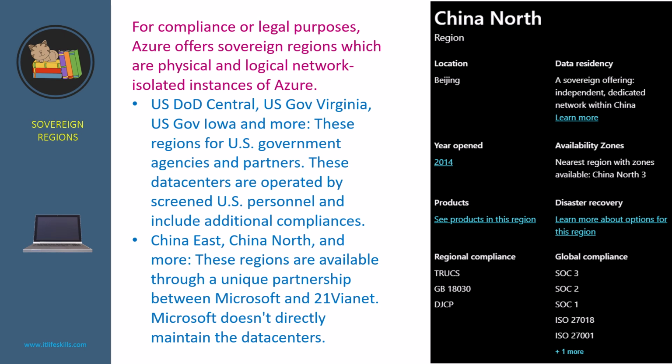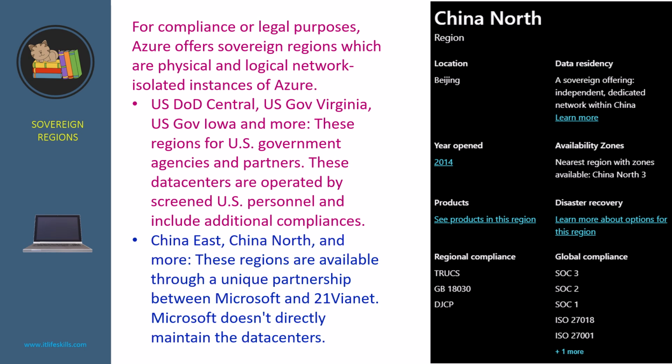For compliance or legal purposes, Azure offers sovereign regions, which are physical and logical network isolated instances of Azure. For example, in US, it offers US Department of Defense Central, US Government Virginia, US Government Iowa, and more. These regions are for US government agencies and partners. These data centers are operated by screened US personnel and include additional compliances.